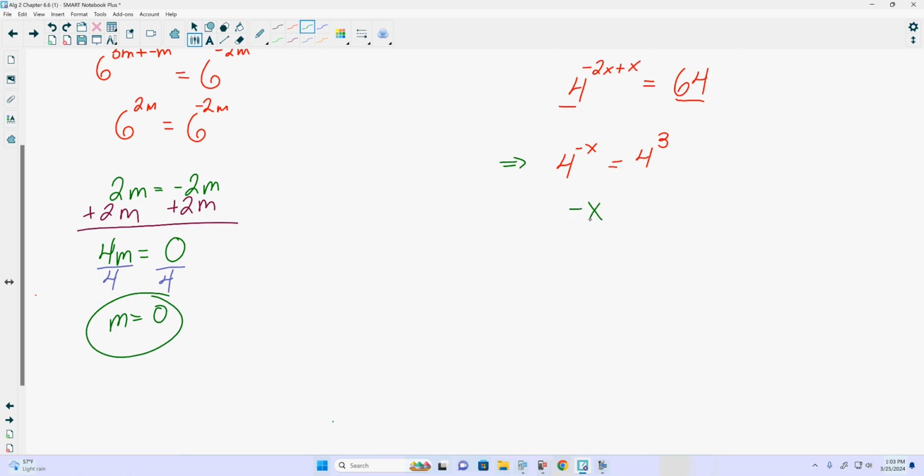And since the bases are the same, the exponents have to be equal. So we're saying negative x is equal to 3. So it's just x is equal to negative 3. We can divide by negative 1. We could have also multiplied by negative 1. Either one would work, because our negative x times negative 1 would be positive x, and 3 times negative 1 is negative 3. Same thing with dividing.